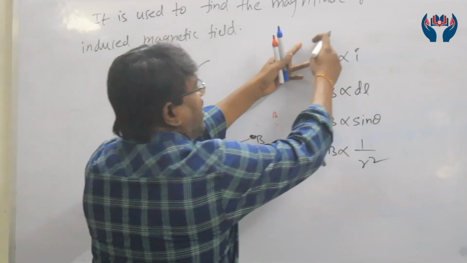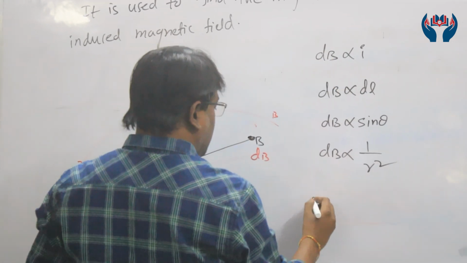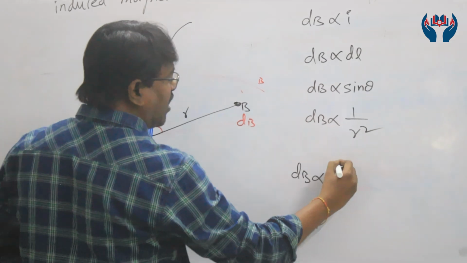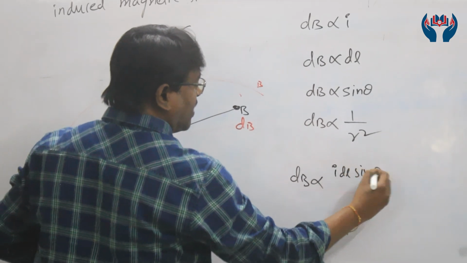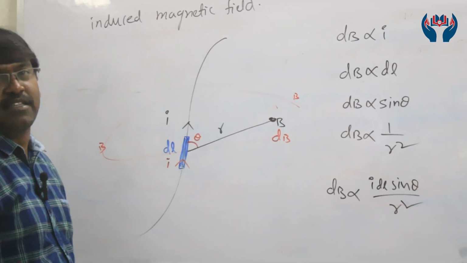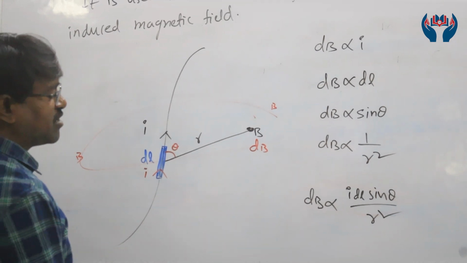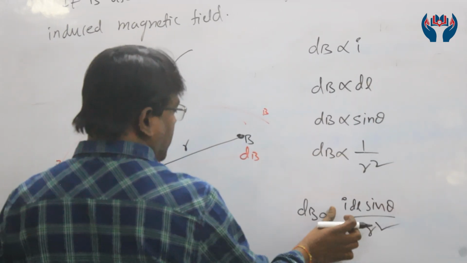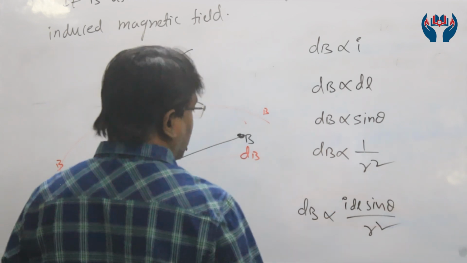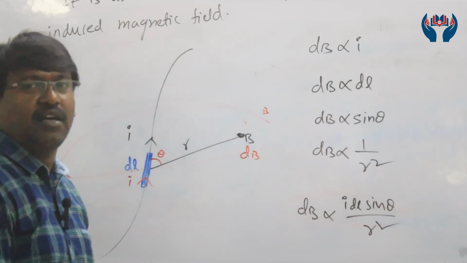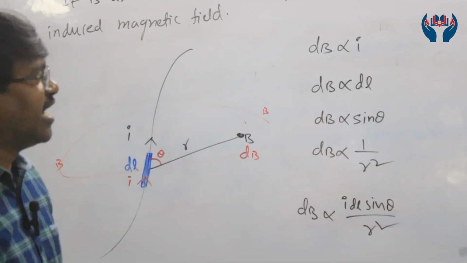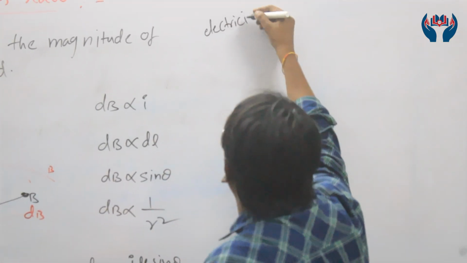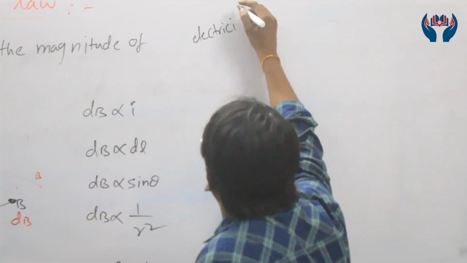From all these relations we can conclude that the magnetic field at this point, dB, is directly proportional to I dl sin theta by r squared. Now, to remove the proportionality symbol, we have to write one constant. In the case of electrostatics, what is the constant? Electric field.